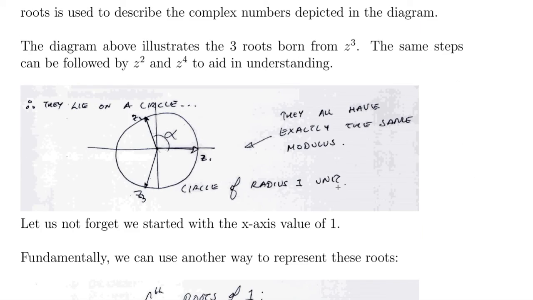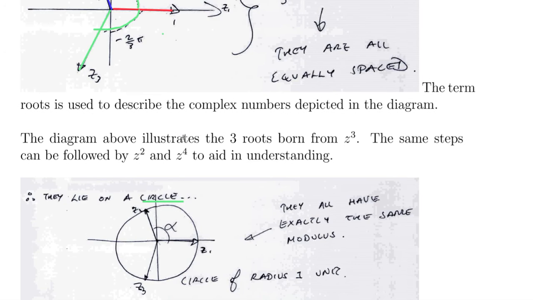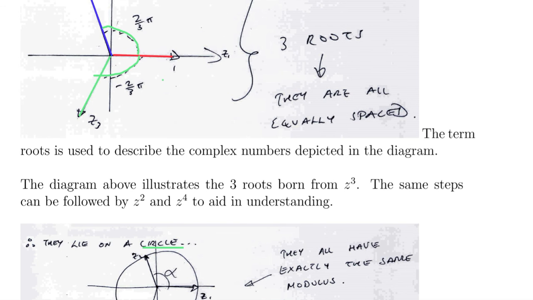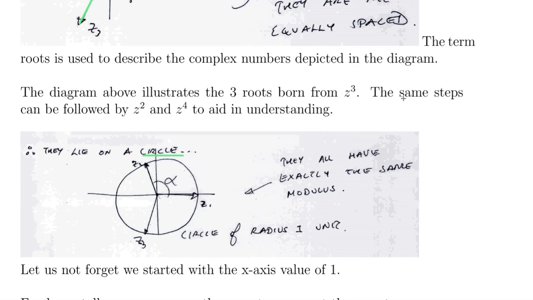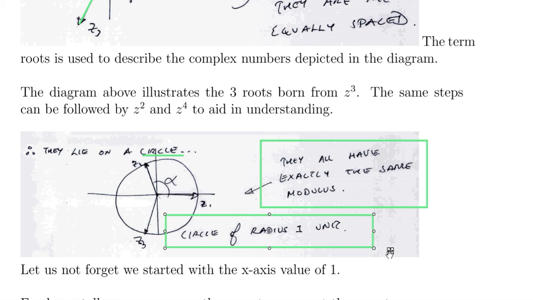Okay, so let's look at this in another way. One other way to view this is by considering it in terms of lying within a circle. The circle is of radius 1, as the result of the first one being 1, and all of them from then on staying within that value. The concept here is that they all have exactly the same modulus, and so we can also call it the circle of radius 1 unit.